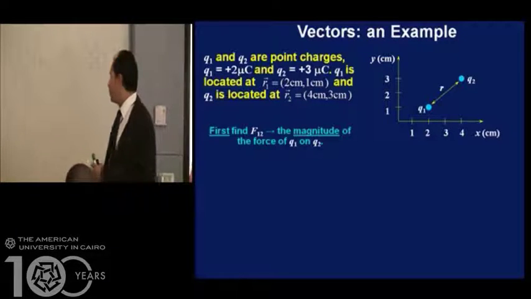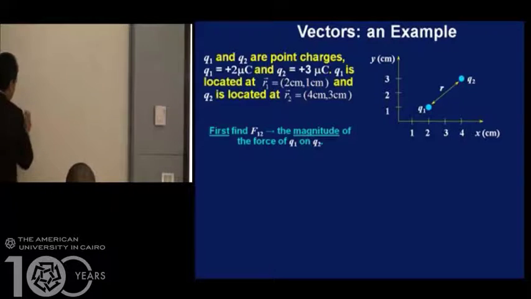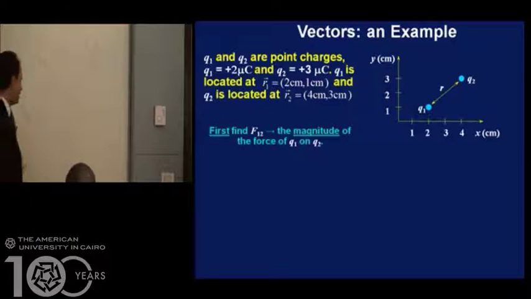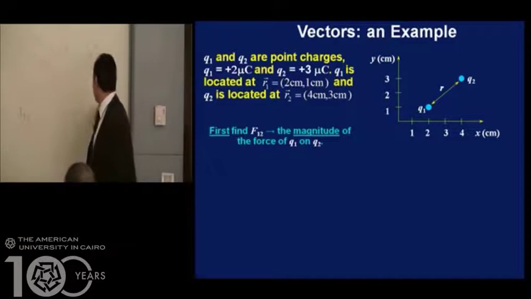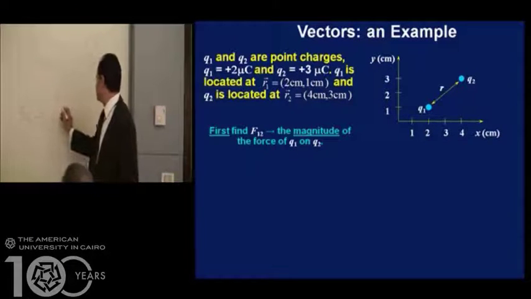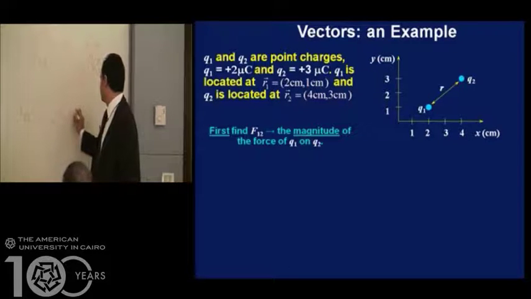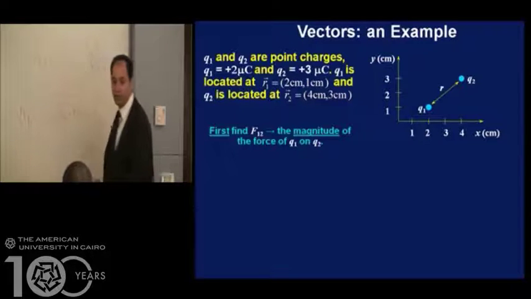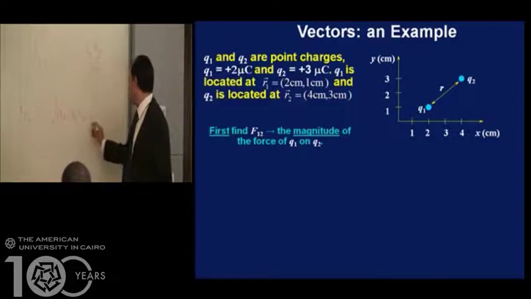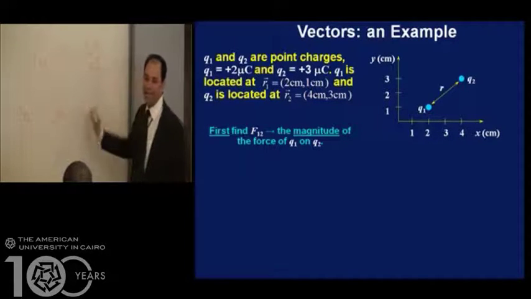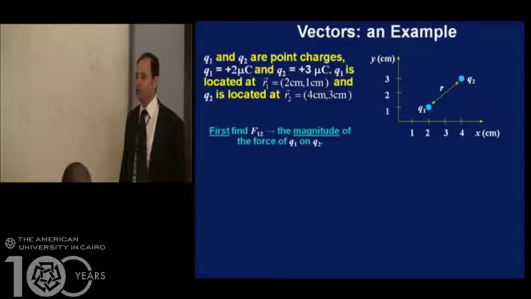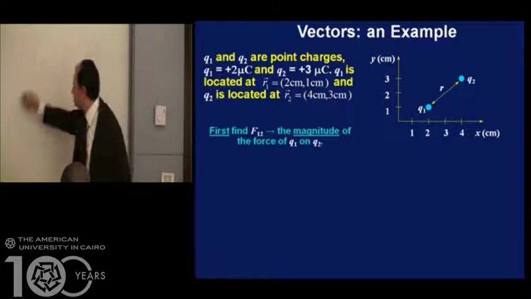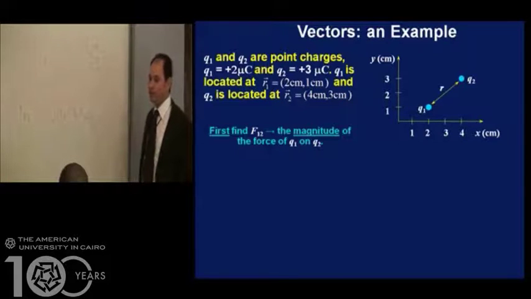So since we know the position of the two charges, any idea how can we find R12, which is the square root of (x2 minus x1) all squared, plus (y2 minus y1) all squared. And this gives us the distance between the two charges. That's easy. So if we know the distance, we plug it in here, and we can find the force between the two charges.